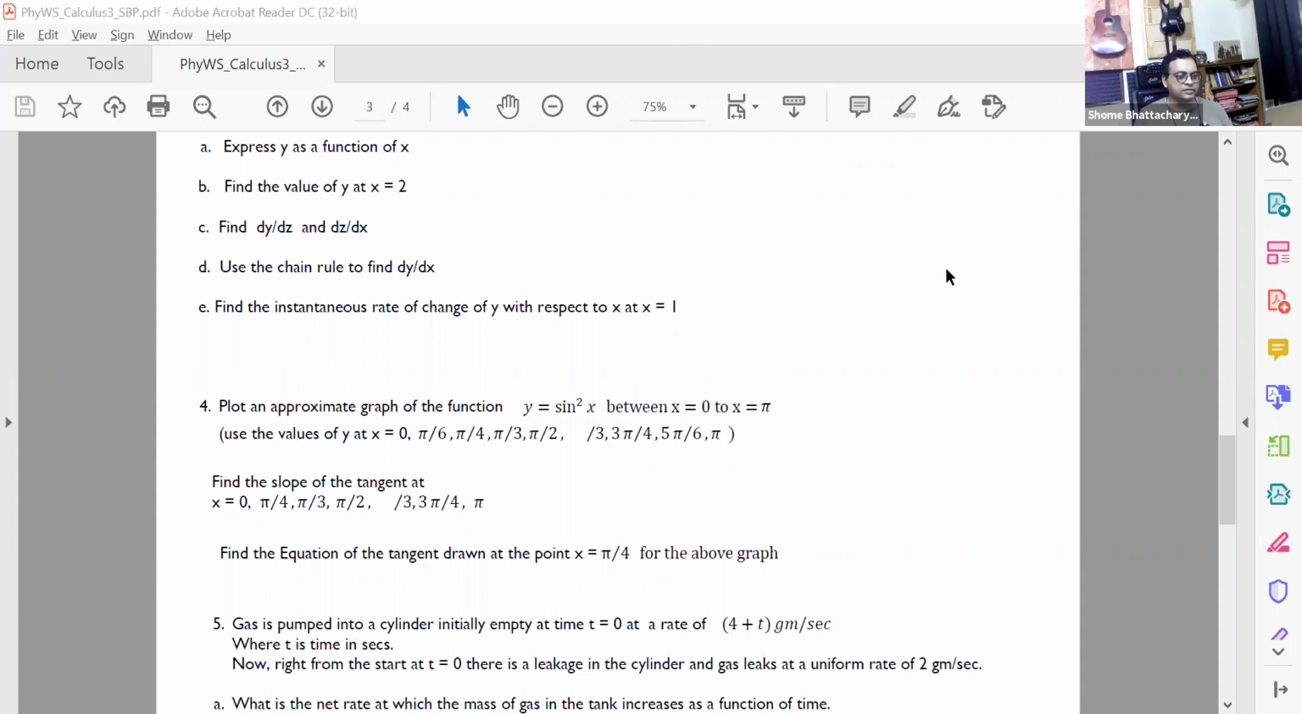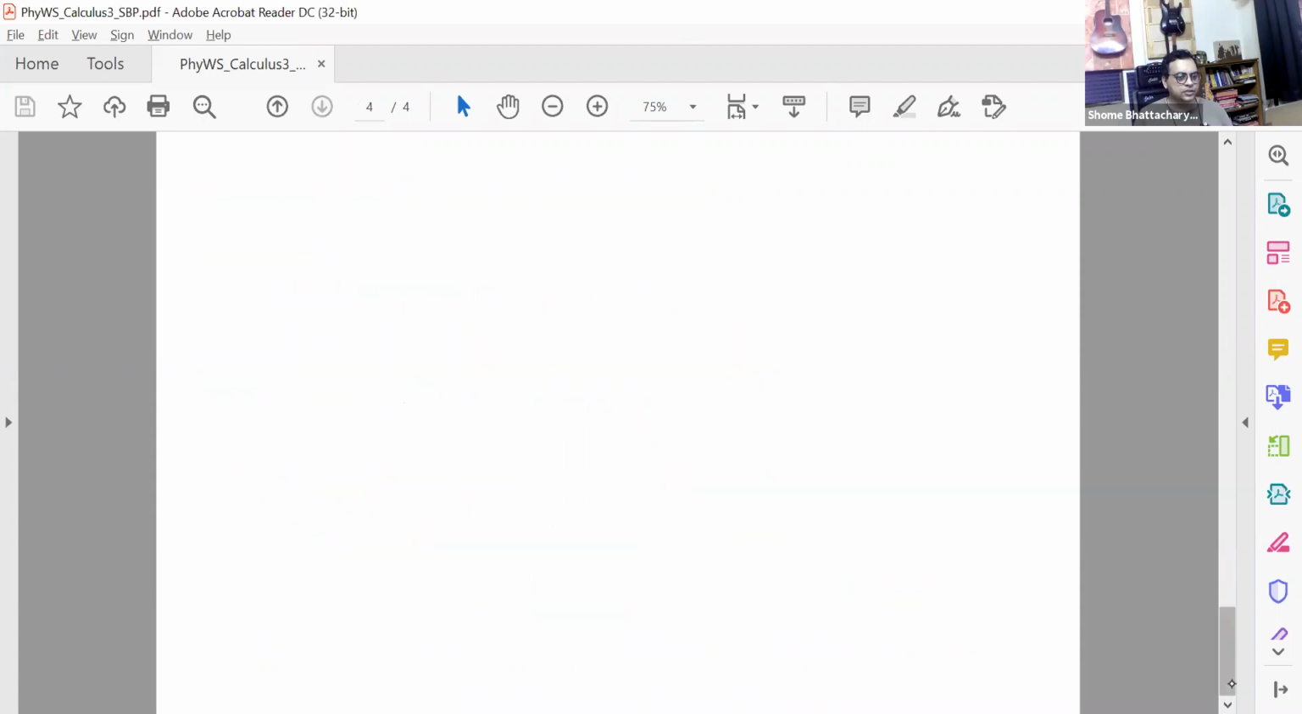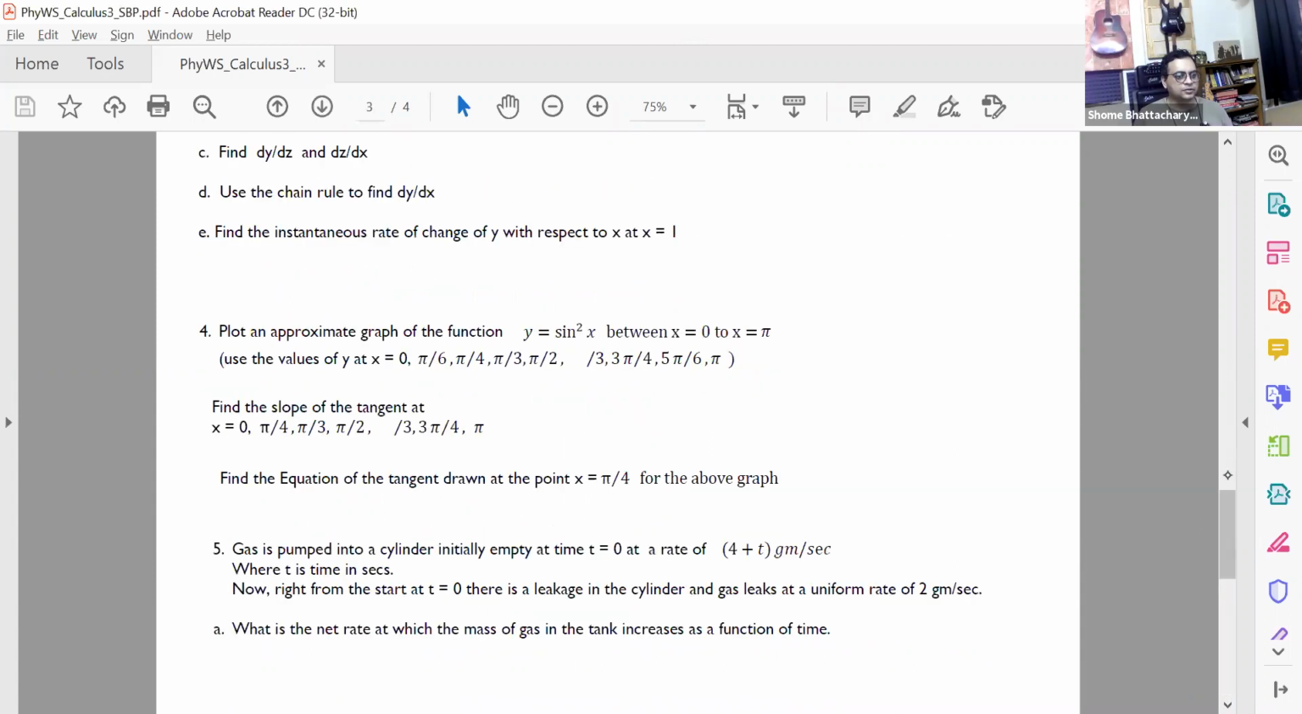So we'll discuss question 5 in detail. This is like a practical sort of application of the rate of change concept, or calculus concept, in a practical physics type of situation. What is happening is you have a cylinder which is initially empty at t equal to 0. But then you are pumping in gas at the rate of 4 plus t grams per second. So this rate is given in terms of mass per unit time.